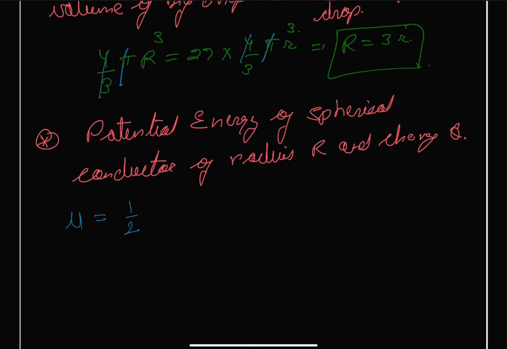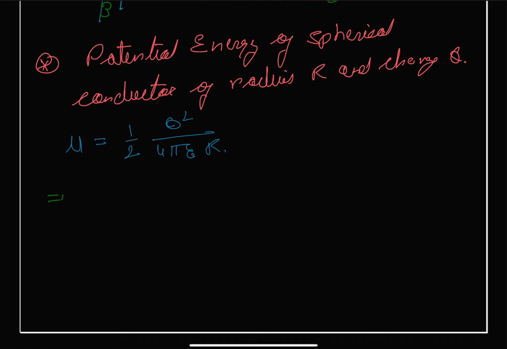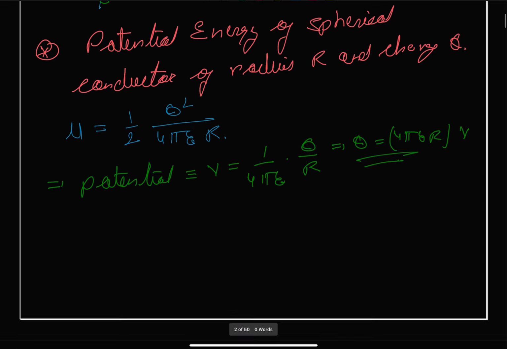So we can write U is equal to half Q square upon 4 pi epsilon naught multiplied by R. Since we are given potential, we can also write the potential V as 1 upon 4 pi epsilon naught times Q upon R. So from here we get Q equal to 4 pi epsilon naught times R multiplied by V. We substitute this value of Q in the energy equation.